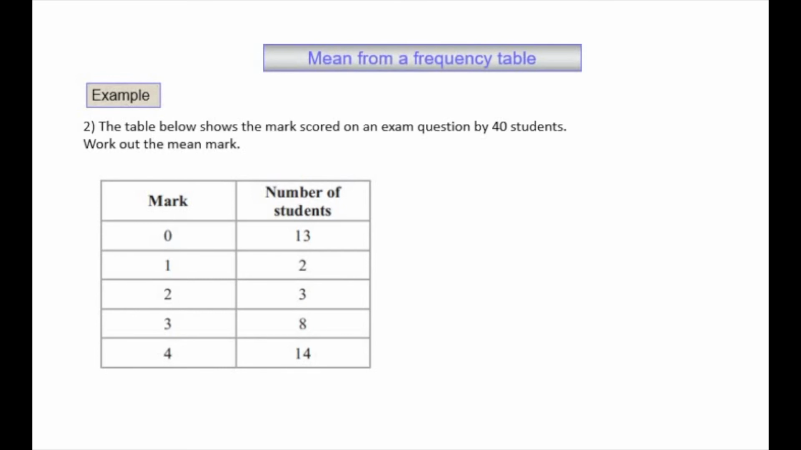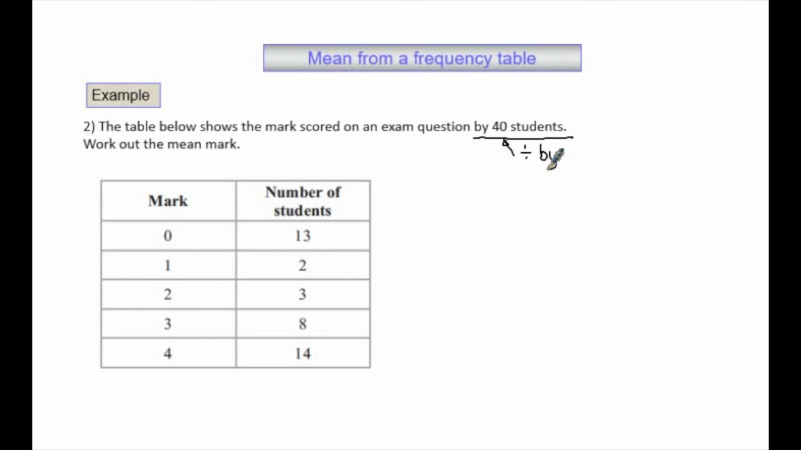Okay, on to example 2 then. So it says the table below shows the marks scored on an exam question by 40 students. So if you're lucky, your question will tell you your frequency. That is the amount of data that was given. So that is the number you divide by at the end for your mean. And then it says work out the mean mark.